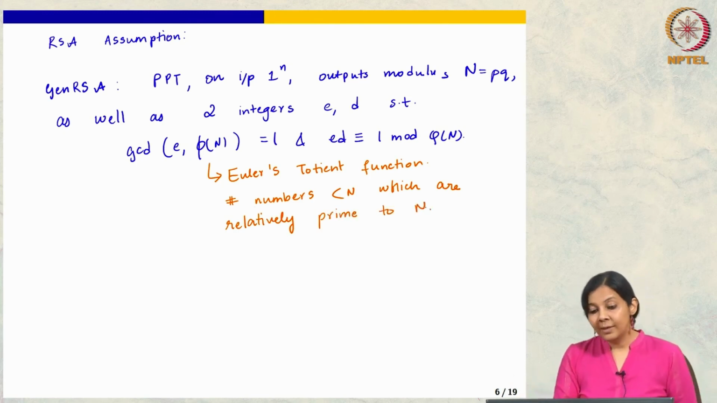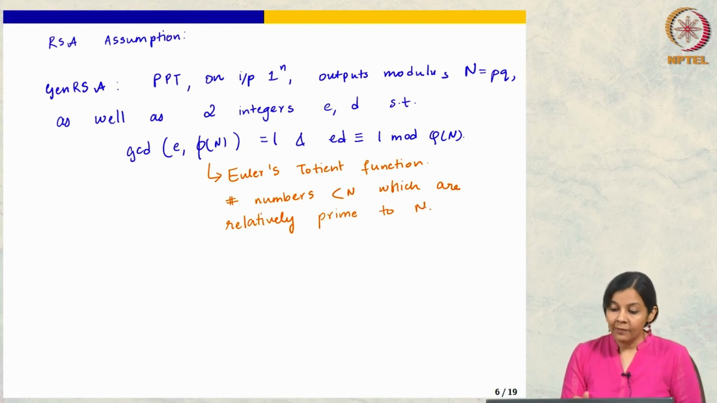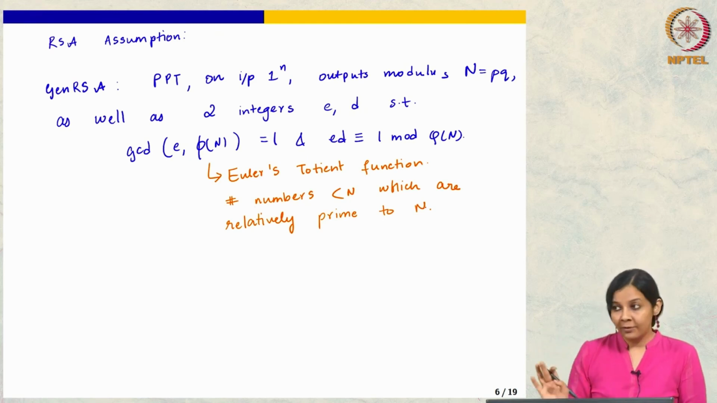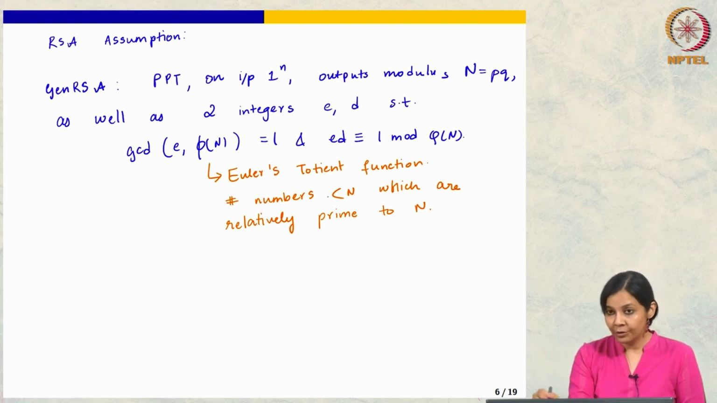So unfortunately in this class we will not have a lot of time to go into number theory. I encourage you to read more about this offline. But we will of course define everything for completeness. Okay, so this phi of n, this is Euler's totient function. It's defined over here.